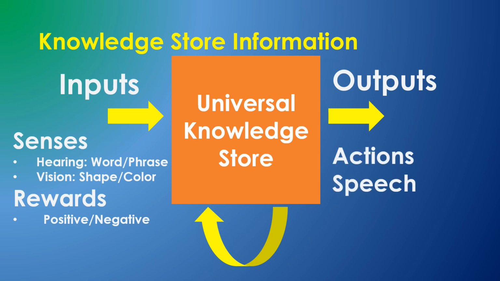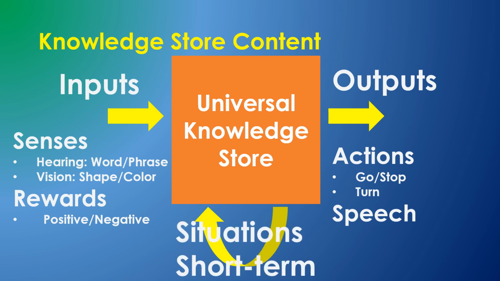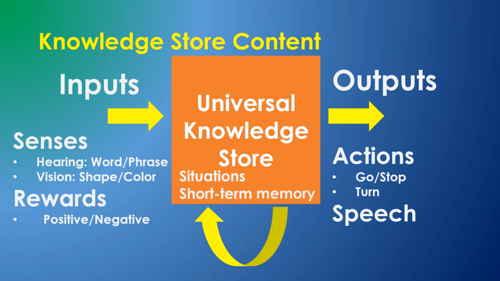The output of the Universal Knowledge Store connects to Sallie's functionality, which is currently limited to the ability to speak, move forward, and turn. Internal to the store are situations which combine input patterns, outputs, and rewards, so Sallie will be able to learn new behaviors. There are also short-term memory capabilities wherever they are needed.